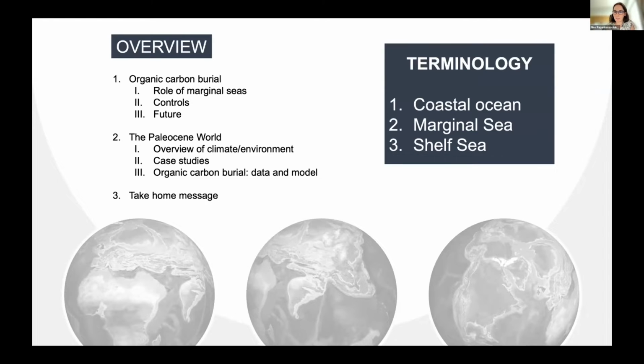So it was very nice to see what the definition that we're going to be using for marginal seas is. However, when going through papers, I've got the feeling that some terms are used interchangeably, especially in the paleo community. So I think I'll be covering all of these. In some cases, the terms may be used for the same thing. So coastal ocean may be used for a shelf sea or a marginal sea. In other cases, they may be a bit separate, but I'll try to stay on topic.